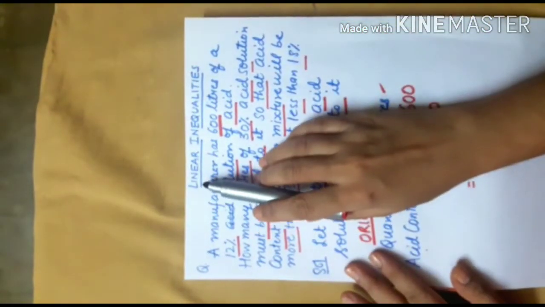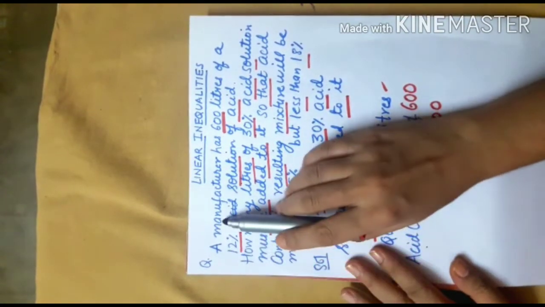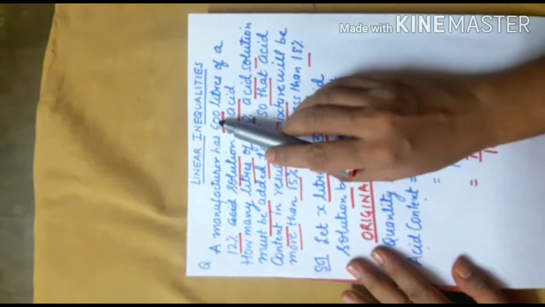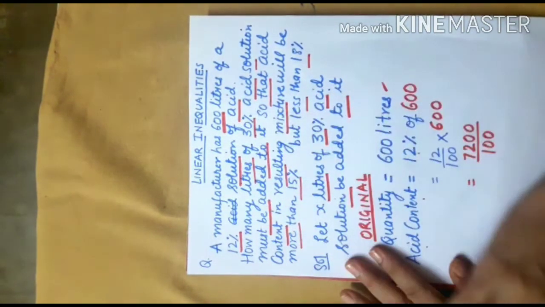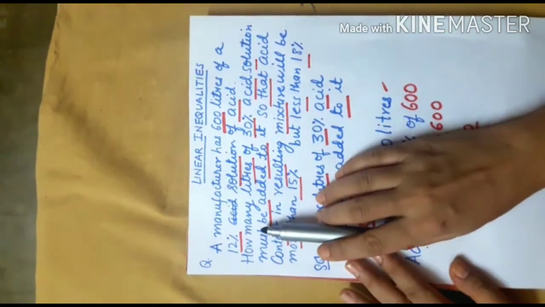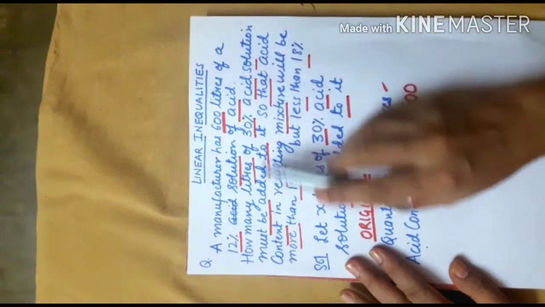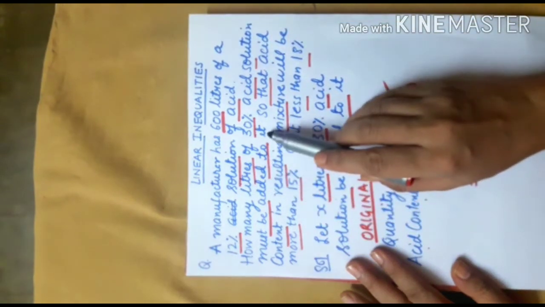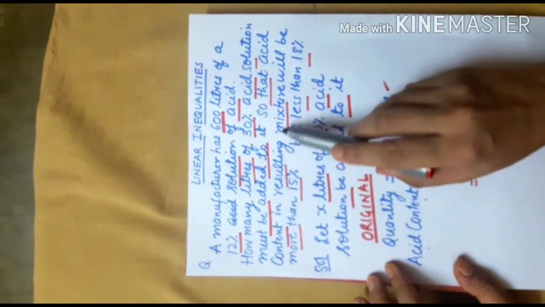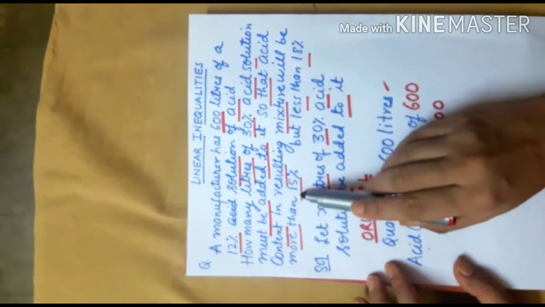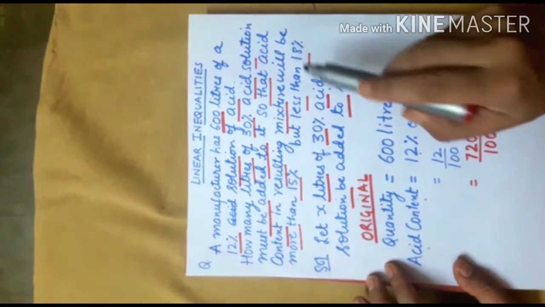Yes, let's take a question on the chapter Linear Inequalities. The question is, a manufacturer has 600 liters of a 12% solution of acid. How many liters of 30% acid solution must be added to it so that the acid content in the resulting mixture will be more than 15% but less than 18%?